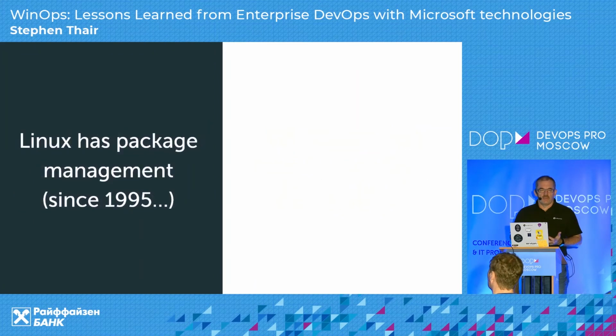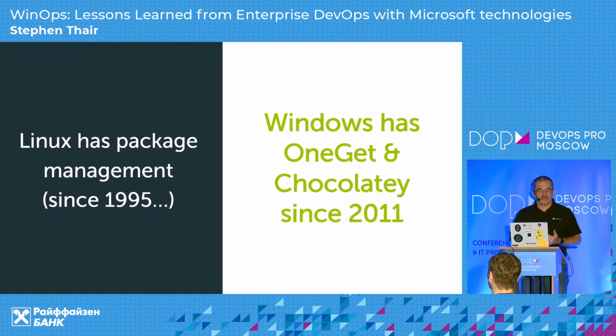I think one of the other areas where Microsoft has lagged behind in comparison to Linux is package management. Linux package management is incredibly mature, with apt-get and yum and RPMs and all that sort of stuff. Microsoft has lagged behind in this very, very badly. But since about 2011, you've had OneGet, which is the Microsoft package manager of package managers, and underneath that, you've got Chocolatey.